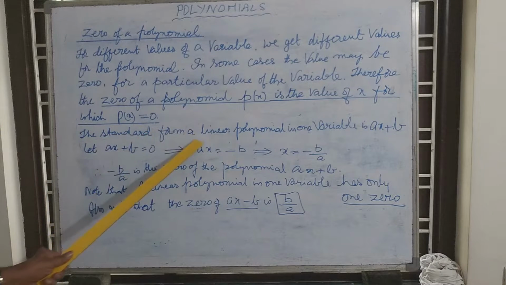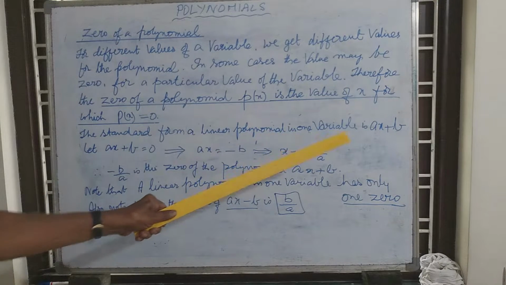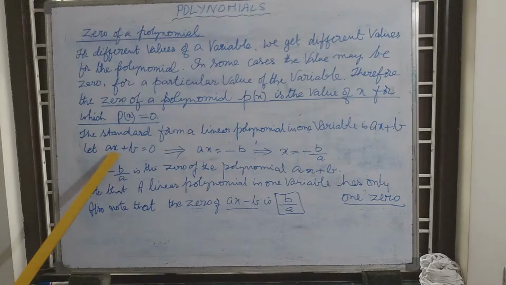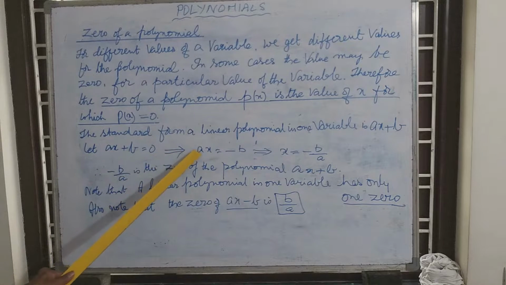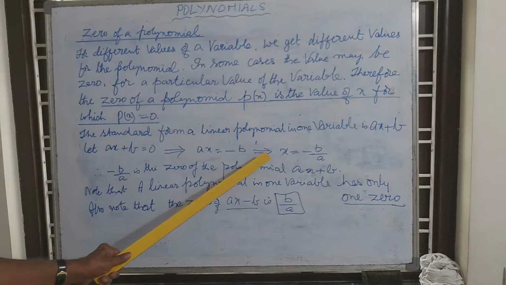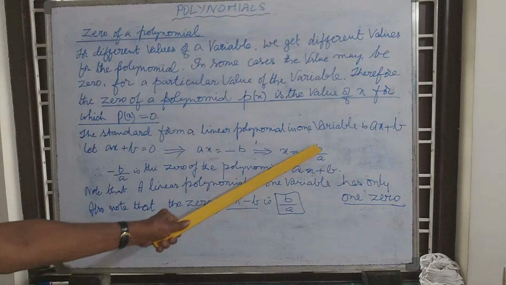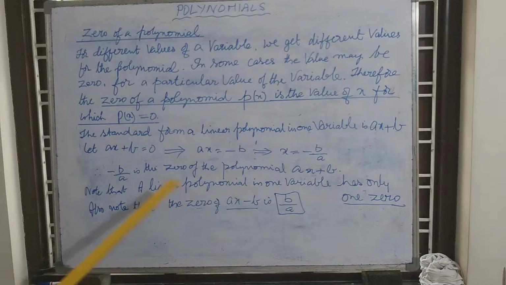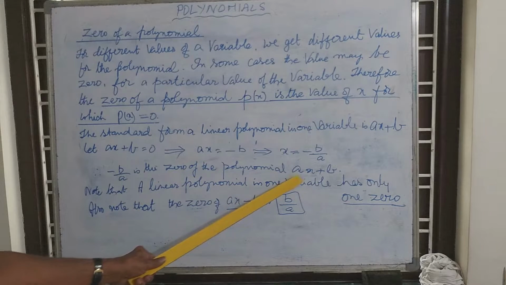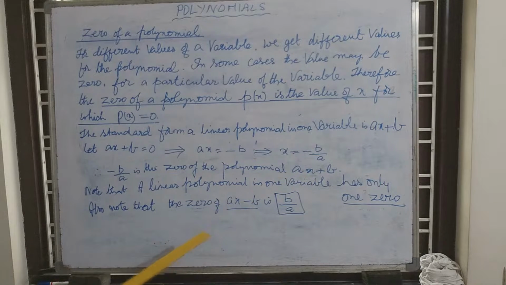The standard form of a linear polynomial in one variable is ax plus b. Let ax plus b be 0, which implies ax is equal to minus b, and implies x is equal to minus b by a. Here you must note carefully. Therefore, minus b by a is the zero of the polynomial ax plus b. Remember this point carefully. Minus b by a is the zero of a polynomial ax plus b.